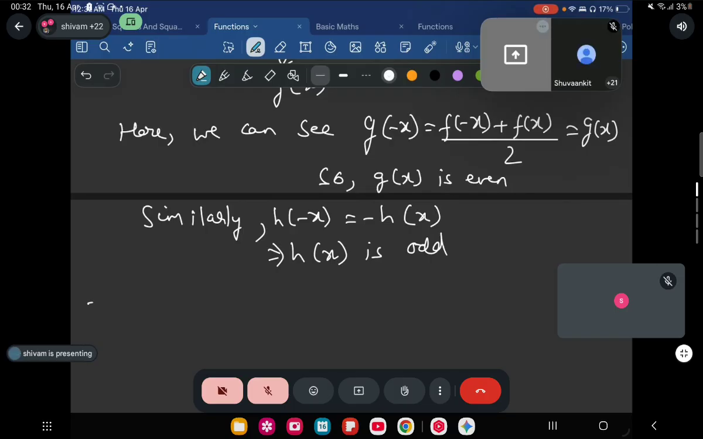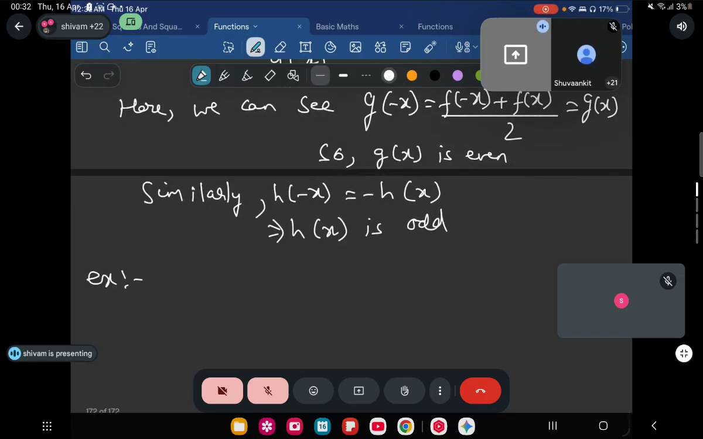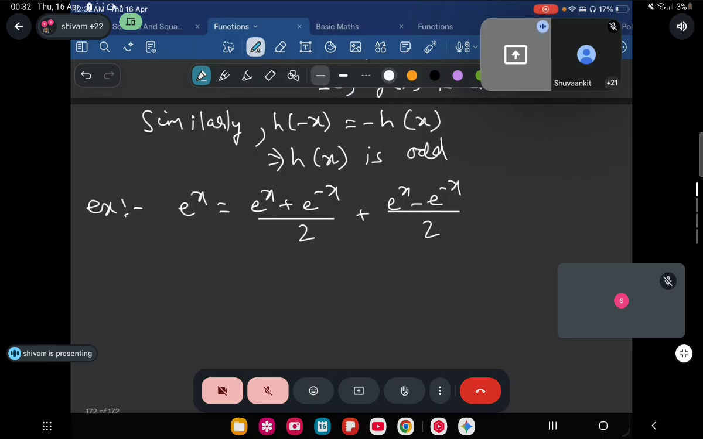For example, you see how we can express e to the power x as the sum of an even and an odd function. Can I write e to the power x as e to the power x plus e to the power minus x divided by 2, plus e to the power x minus e to the power minus x divided by 2? So see, sum of an even and an odd function.